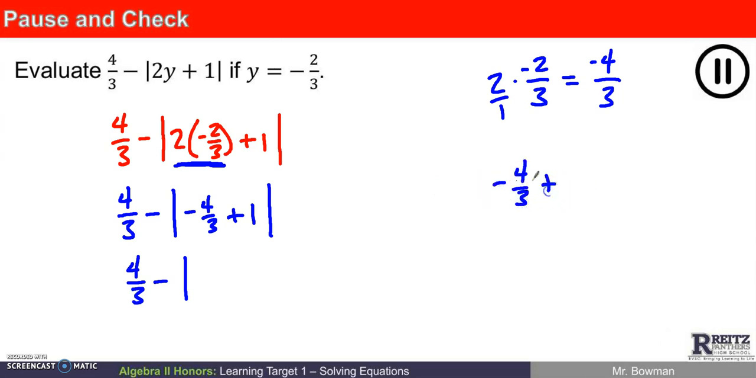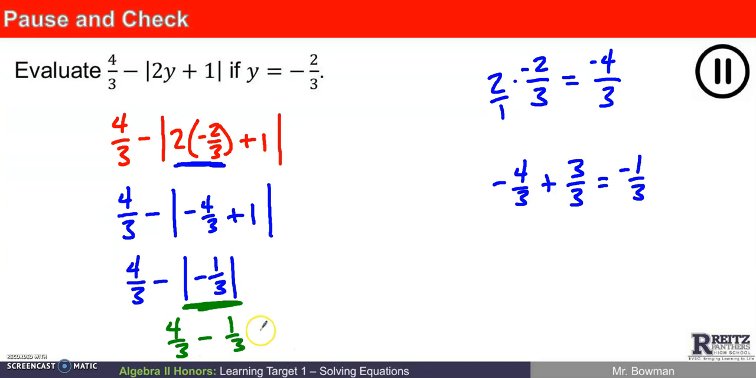And to simplify what's inside the absolute value bars here, negative 4/3 plus 1 might be more conveniently written, if I want to write the 1 as something involving thirds, as 3/3. So if negative 4/3 plus 3/3 is what I need, that would be a negative 1/3. So I've got 4/3 minus the absolute value of negative 1/3. And now I need to decide the absolute value of this term. The absolute value of negative 1/3 is positive 1/3.